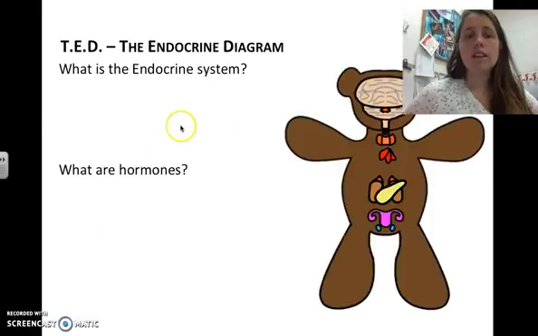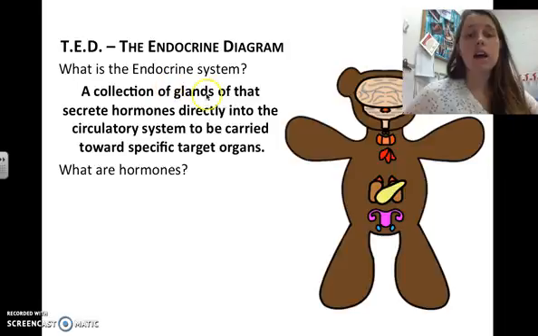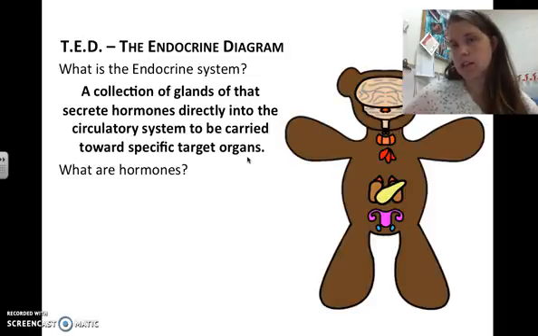All right, so what is the endocrine system? The endocrine system is a collection of glands that secrete hormones. Hormones are proteins directly into the circulatory system to be carried toward a specific target organ. So essentially, hormones are little direction manuals, and when your brain wants something to happen, it secretes these hormones. It puts out these hormones. That's what secretes means. It puts out these hormones to be carried to the organ of choice.